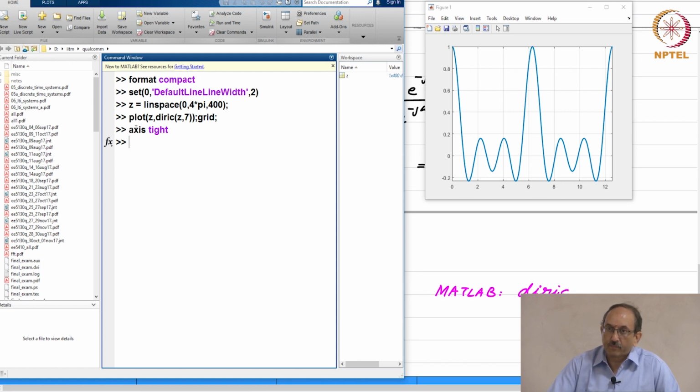So, this is the Dirichlet kernel. So, this is sine N omega by 2 by sine omega by 2. In continuous time Fourier transform, you have come across the sinc function, sine pi t by pi t, and later when we do sampling we will relate these two functions.